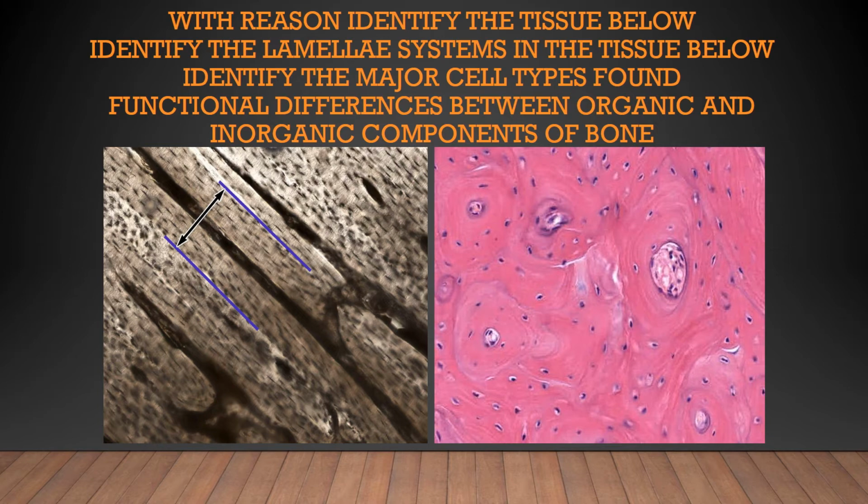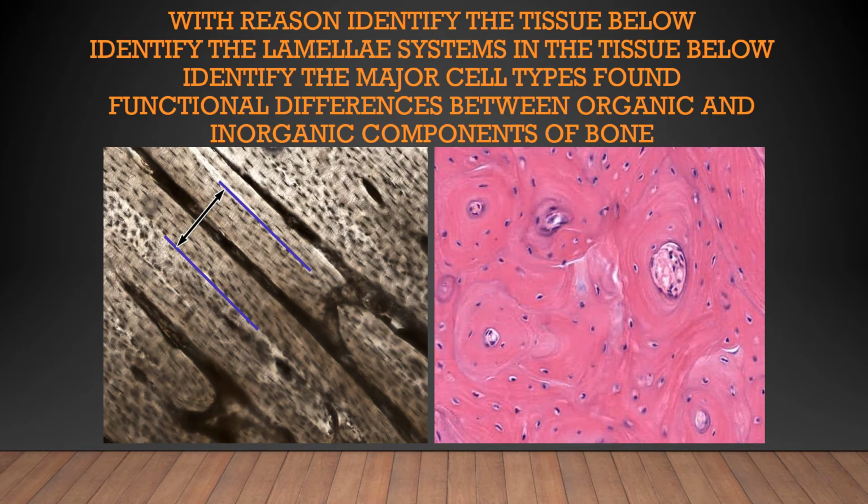And it also has interstitial lamellae. You can see interstitial lamellae better in the slide on the left. And you also have osteocytes found in between the lamellae.